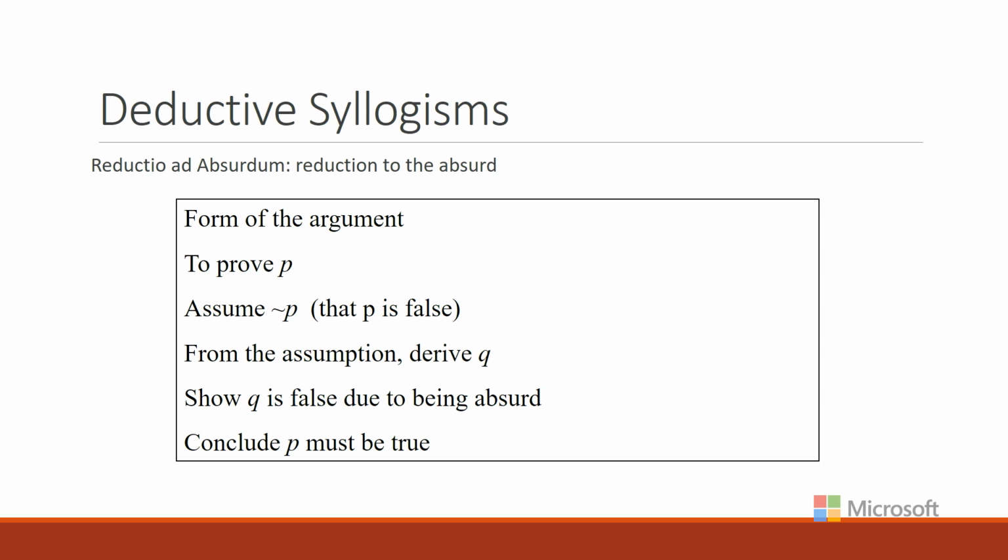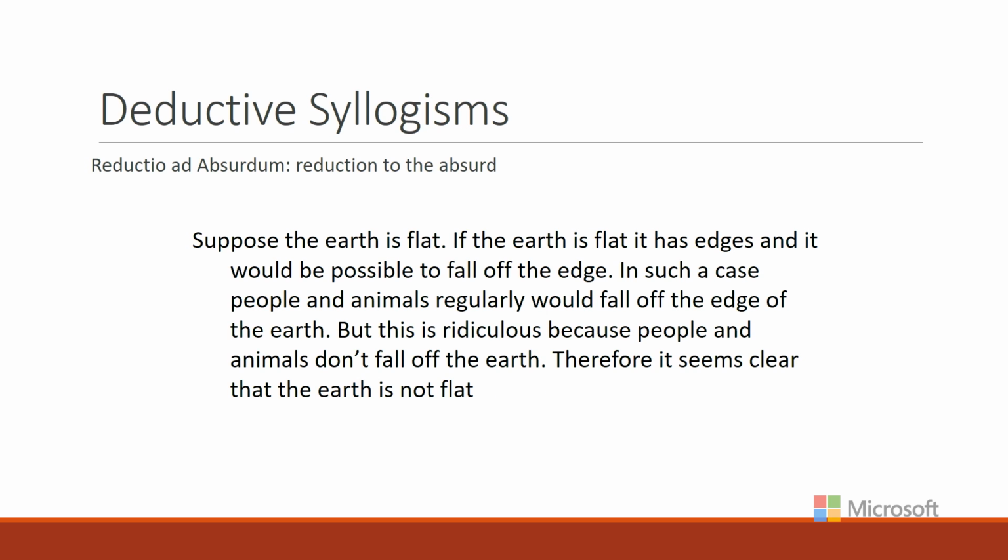Now, if this is a little confusing, let me give you an example to show you how this actually works in the real world. Let's suppose you want to prove that the Earth is round. You start by assuming its negation. So you say, suppose the Earth is flat. If the Earth is flat, it has edges, and it would be possible to fall off the edge. In such a case, people and animals regularly would be falling off the edge of the Earth. But that's a ridiculous thing to believe, because people and animals don't actually fall off the Earth.